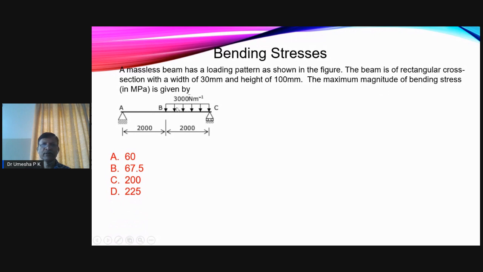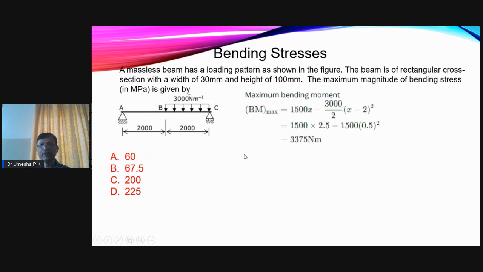Here they have given a UDL over half the portion, that is 3000 Newton per meter. So we have to calculate the maximum bending moment and where it will occur. That is very important. So you can write the equation for the bending moment. Once you calculate the reactions for this UDL, you will get 1500 here and 4500 here.